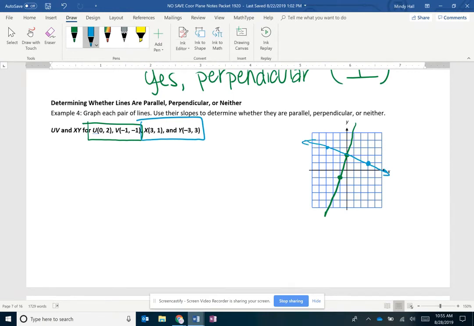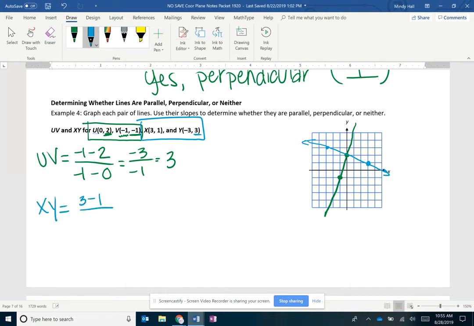So we are going to use the slope formula. So for UV, the difference in my y's would be -1 minus 2. And since I started with the -1, I'm going to have to come back -1 minus 0. -1 minus 2 is -3, and -1 minus 0 is still -1, so that just makes it a +3. So then for XY, my y value, 3 minus 1 over -3 minus 3.